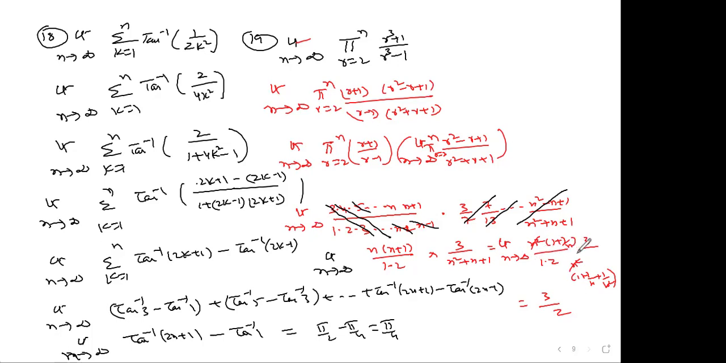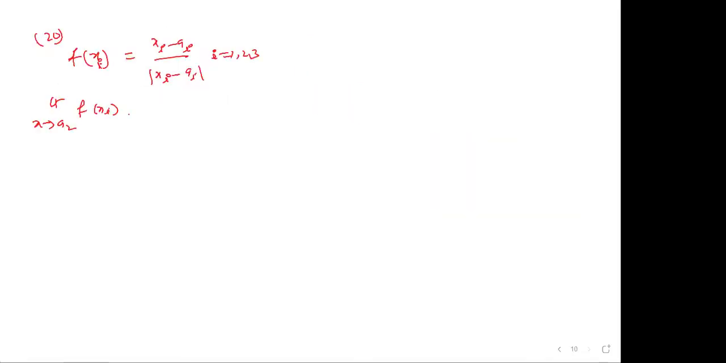As n tends to infinity, 1 by n tends to 0. That's why I got it here. 3 by 2 is the final answer. Okay, now we'll move on to the next page.